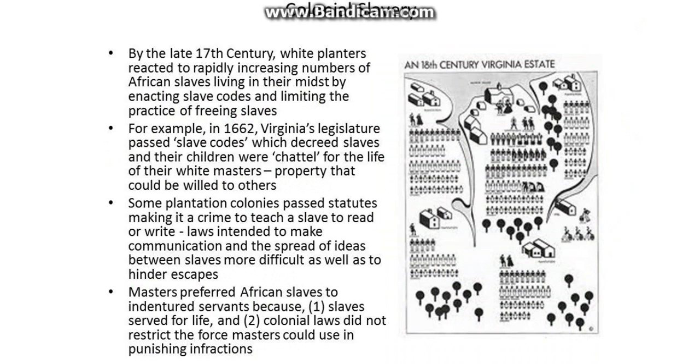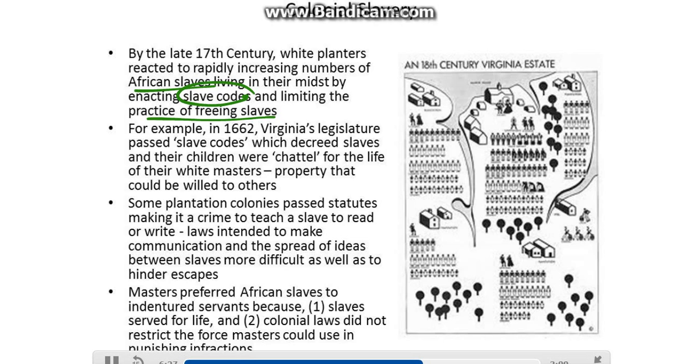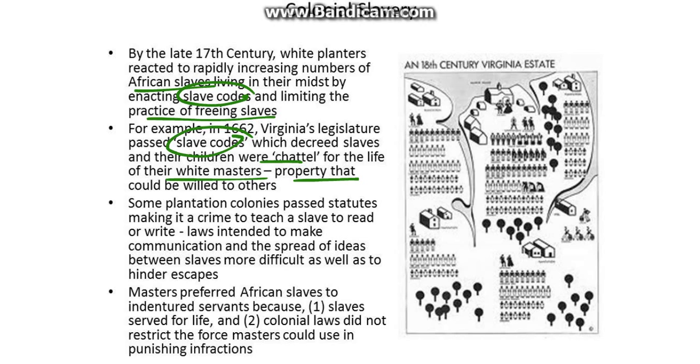By the late 17th century, white planters reacted to rapidly increasing numbers of African slaves living among them by enacting slave codes and limiting the practice of freeing slaves. For example, in 1662, Virginia's legislature passed slave codes, which decreed slaves and their children were chattel for the life of their white masters, property that could be willed to others.